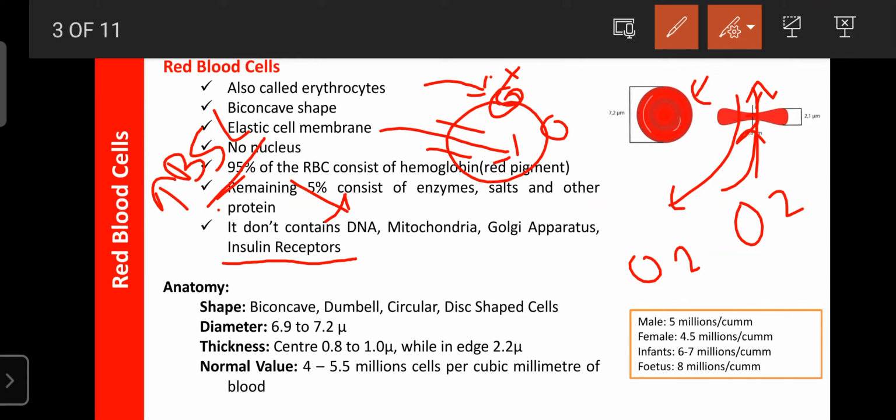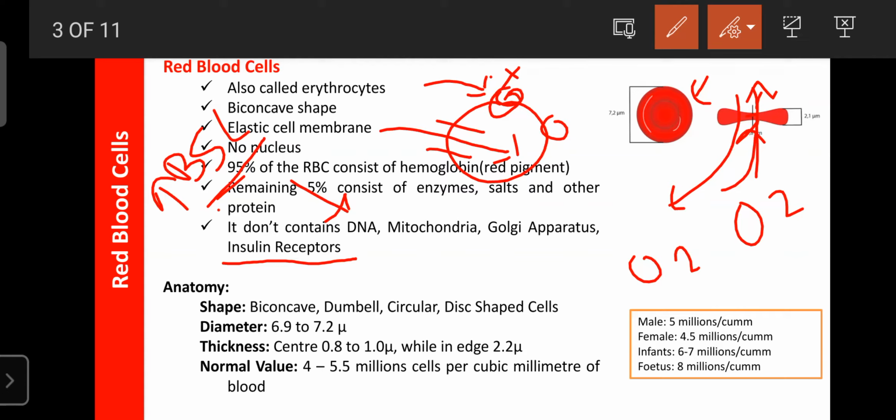Regarding the normal value, the average RBC count in human beings is 4 to 5.5 million cells per cubic millimeter of blood. If the RBC count is more than 5.5 million, it is known as blood cancer. If the RBC value is less than 4, that condition is known as anemia. But the RBC number varies from male to female and from infants to adults. In the male, the normal range is around 5 million per cubic millimeter of blood, plus or minus 1.